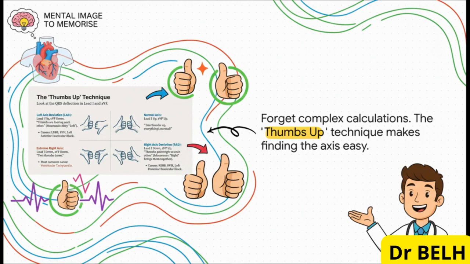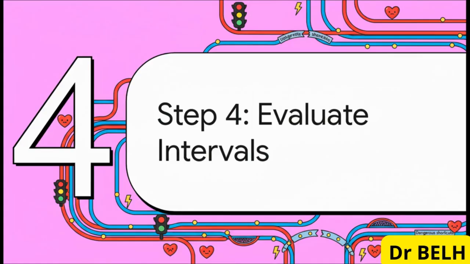Are they both pointing up? That's 2 thumbs up. Your axis is normal. Are your thumbs pointing away from each other? That's left axis deviation. And if they're pointing toward each other, right axis deviation. It really is that simple. Okay, quick check-in. We have rate, we have rhythm, and we have axis.